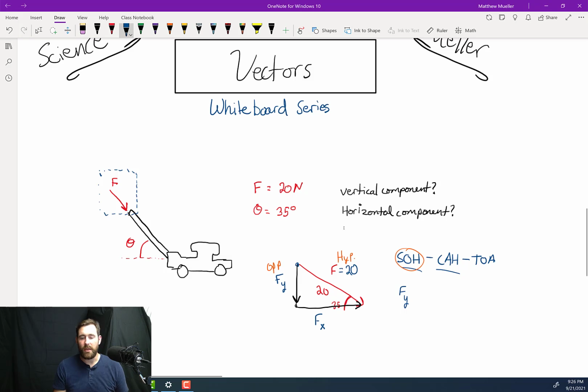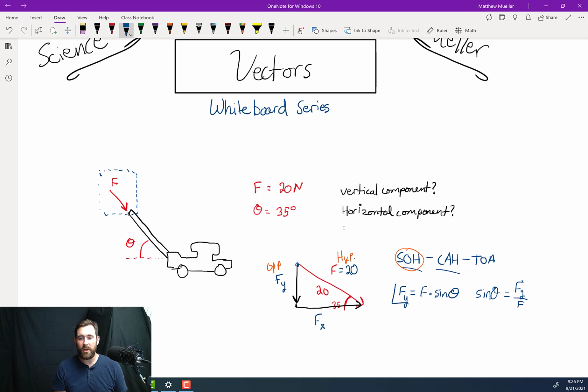What we can do here is we can say that sine of our angle measure, sine of theta, is equal to opposite over hypotenuse. So it's going to be F sub y divided by capital F. If we solve for F sub y here, we end up with the equation F times sine theta. F times sine theta. So now we have a nice little equation for that.